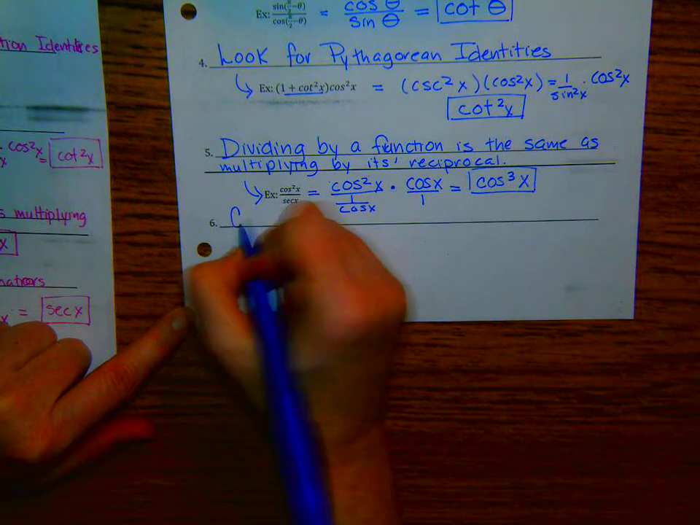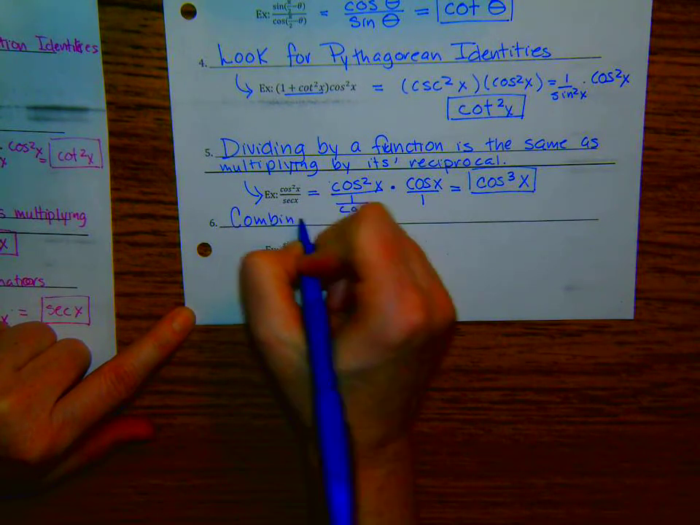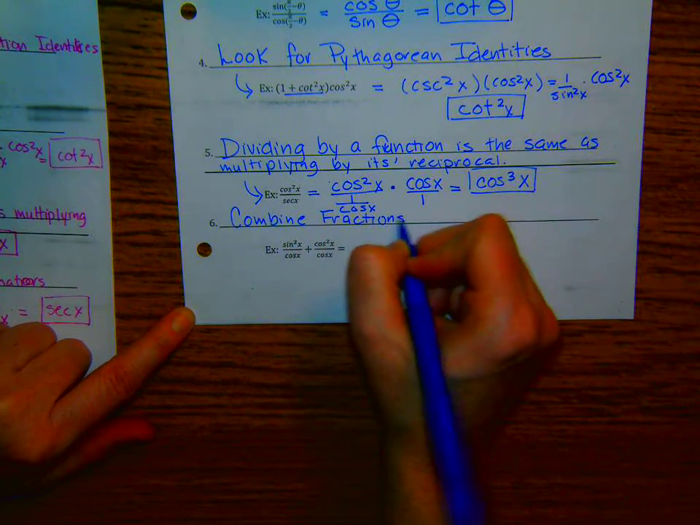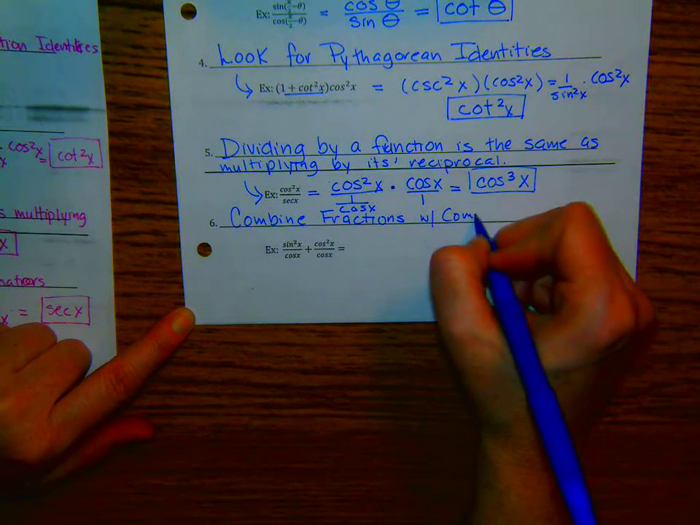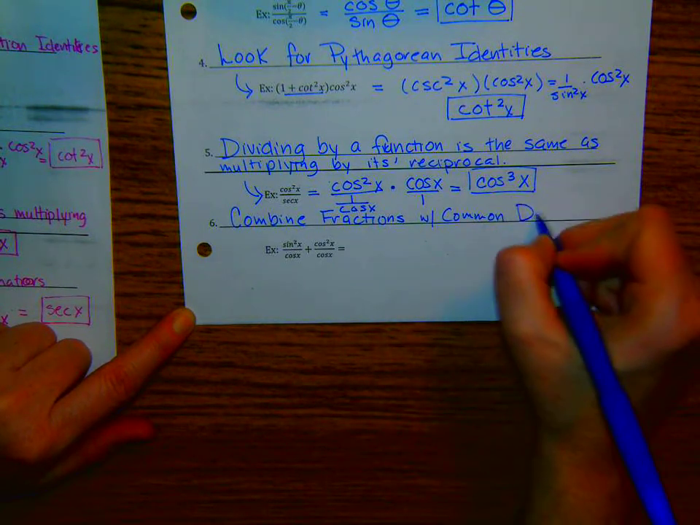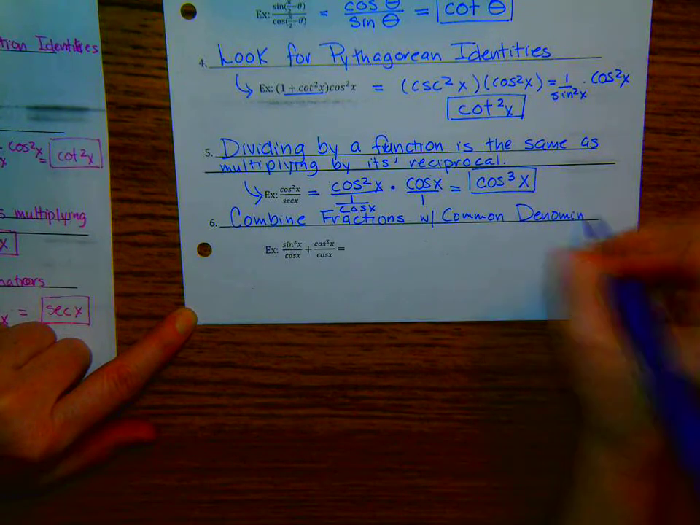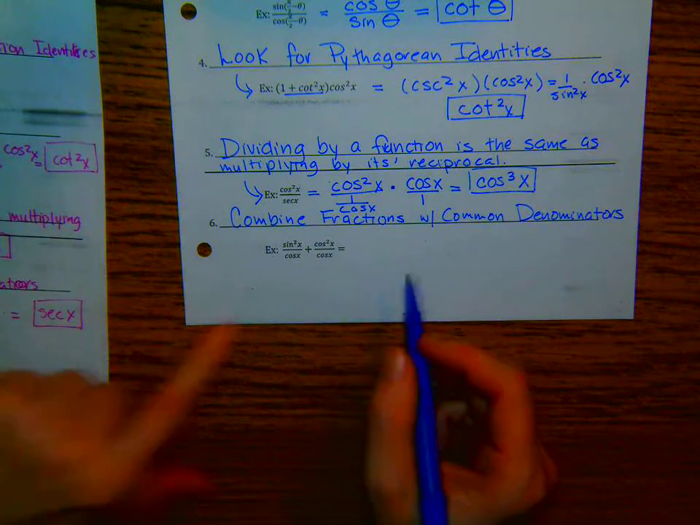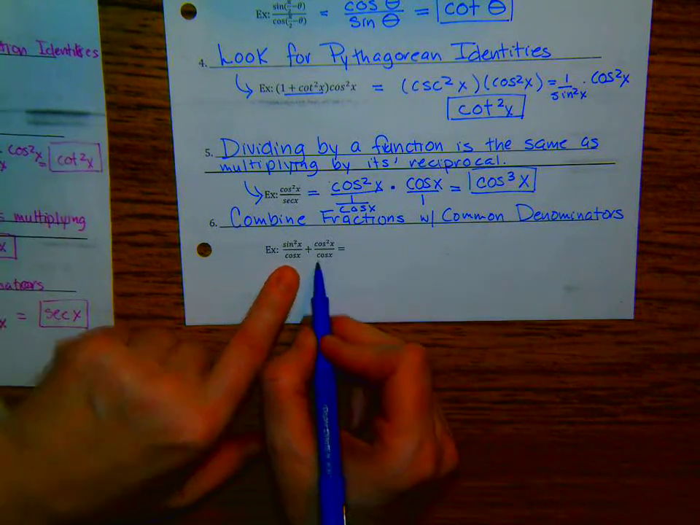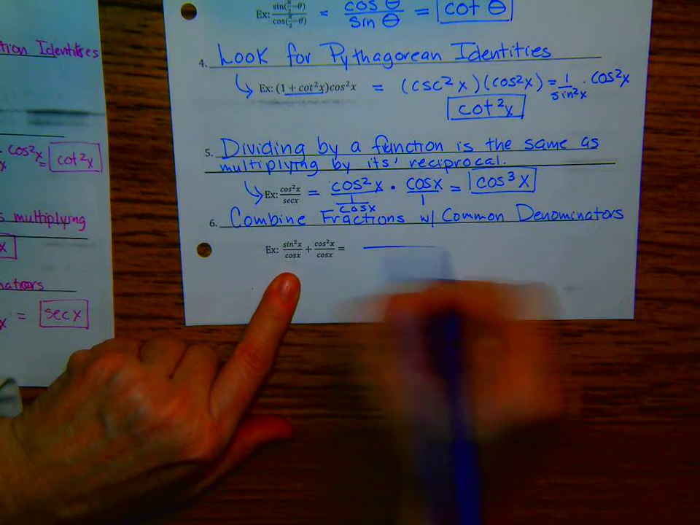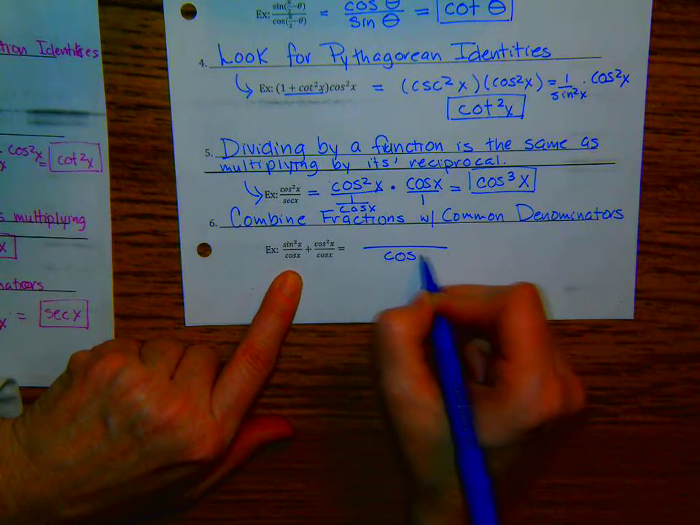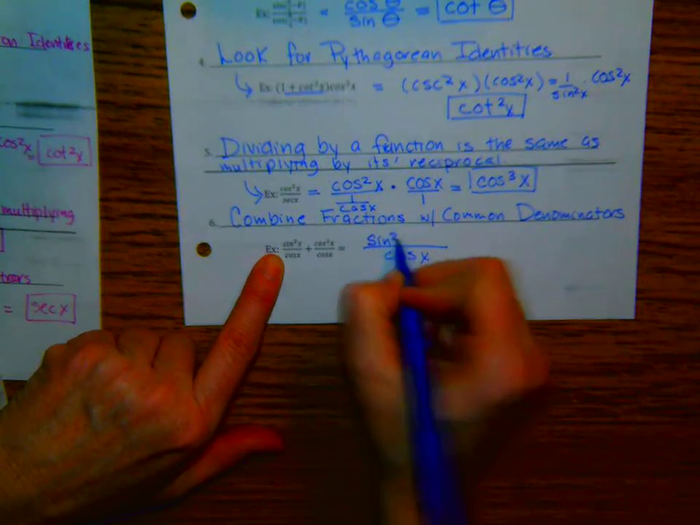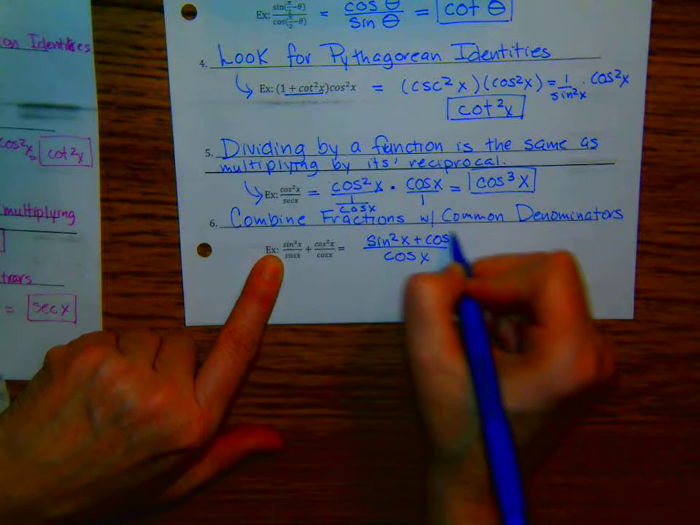Number 6, our final strategy for this worksheet. Our number 6 strategy is combine fractions with common denominators. Now in this case that you have below you, you have common denominators. They've been given to you. If you don't have them, you have to create them. In this case, we've got them. So we just write the common denominator, cosine of x, and we add the numerators. Sine squared x plus cosine squared x.